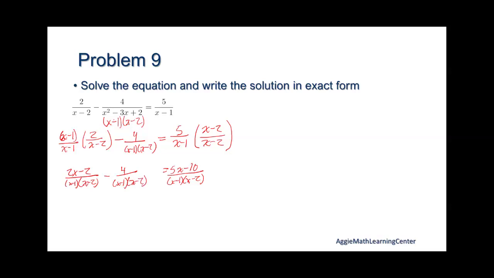All right, what do we do next? We can now subtract the 4 from the negative 2, because they have the same denominator now. Yes. And what do you get? 2x minus 6.